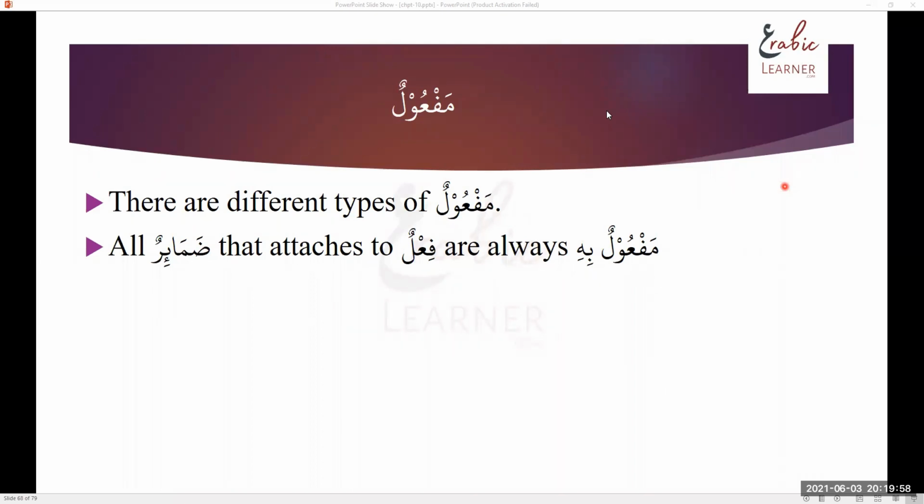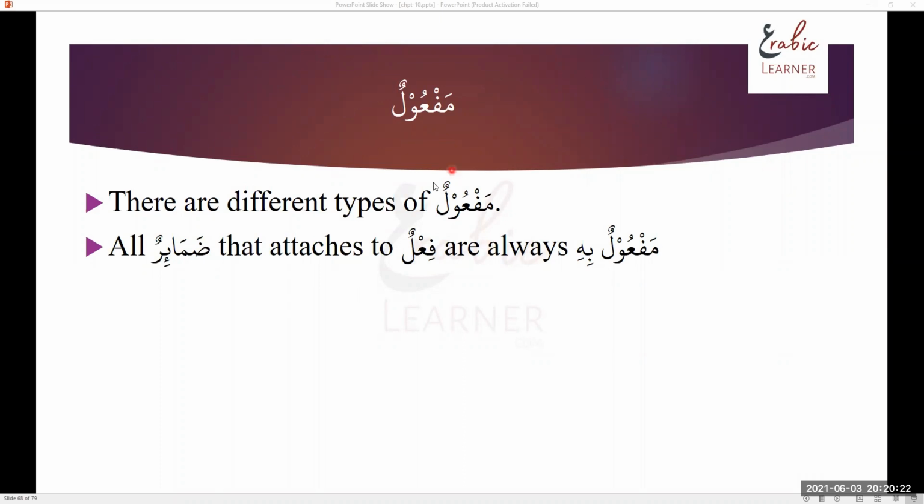What happens? Now that becomes a maf'ul. That becomes the detail. And that attached Damir becomes the maf'ul. And this Mafool is always called Mafool Bihi. This Mafool is Mafool Bihi.